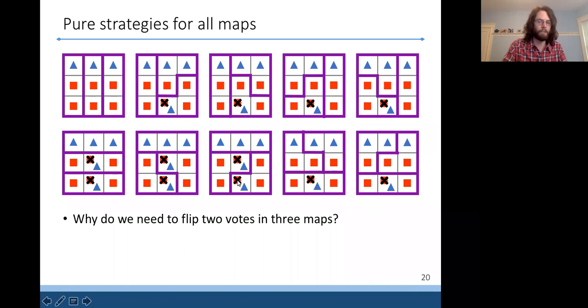And if you look down here, several of these at the bottom, you do have to flip 2 red voters here. And that is to account for the possibility of the blue party voting strategically. So in all 3 of these, the blue party could flip that center voter without losing that district in the first round of voting. And so that's why you need to flip these 2 votes.